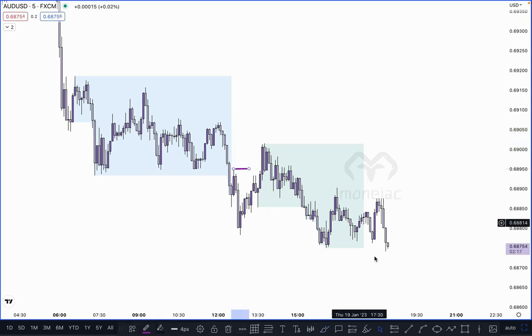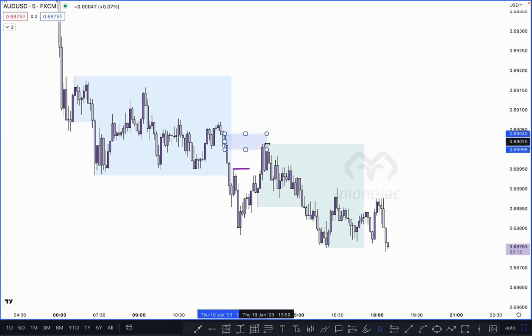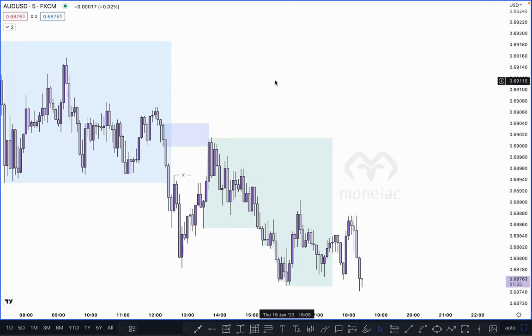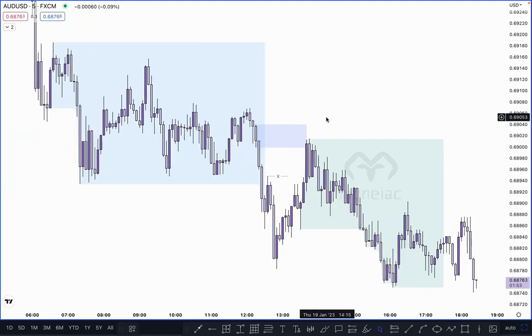The inducement is taken out, and where is your unmitigated order block? You can see here, this one is our unmitigated order block. And why am I choosing this one? Because above it there is no unmitigated order block, right? So that's why the market took out this inducement and tapped your recent POI, and then you can sell here. So this one is our first POI where we can sell.